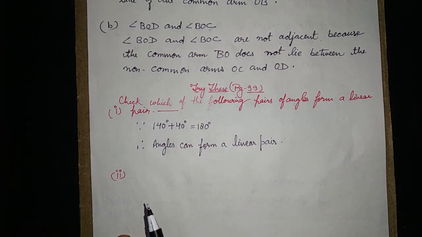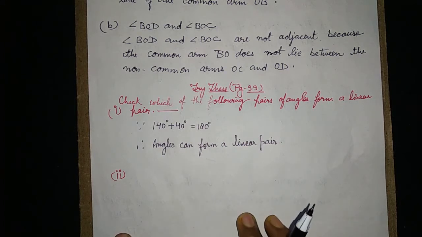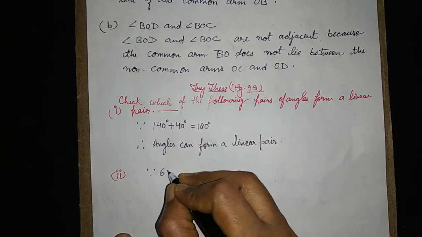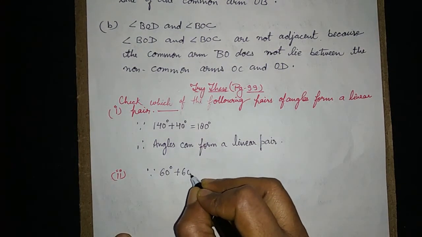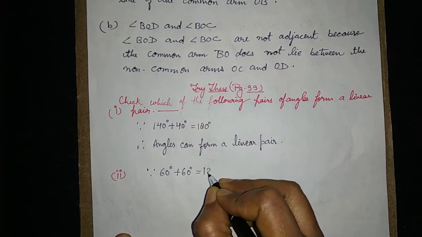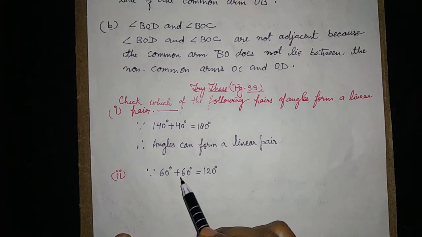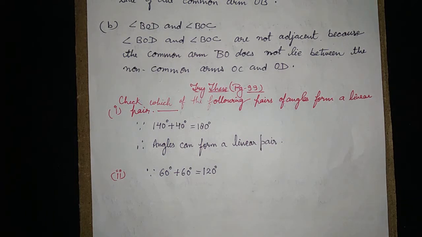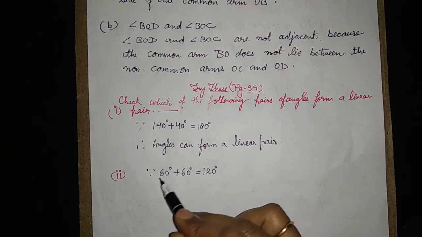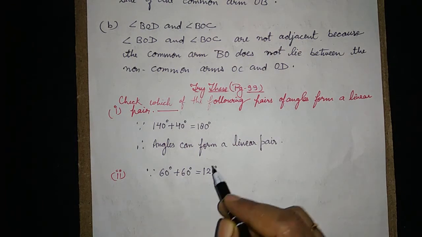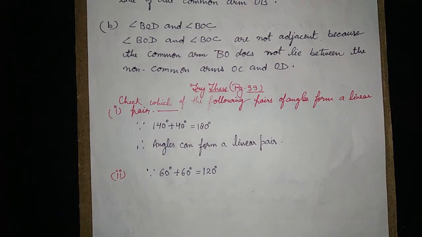Now see the second part of this try these. Here the measures of the given angles are 60 degrees and 60 degrees. Okay, see your book, second part. Here we will add 60 degrees plus 60 degrees. Here we get 120 degrees. Here the sum of these two angles is not coming 180 degrees. Then, will these two angles form a linear pair? No, because the sum is not coming 180 degrees.